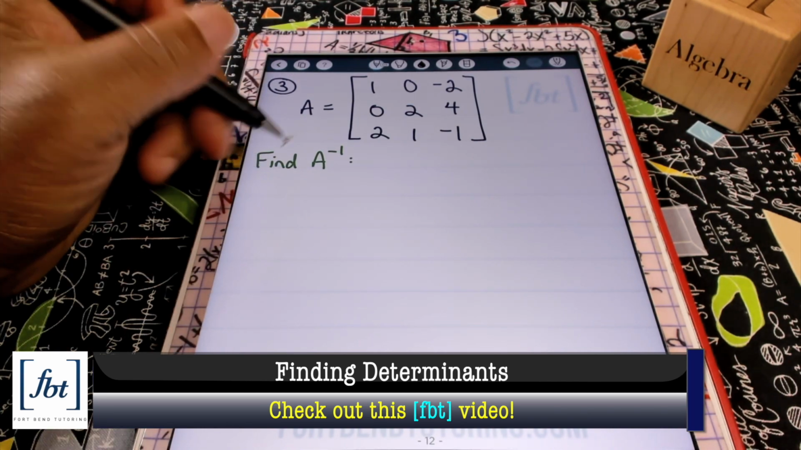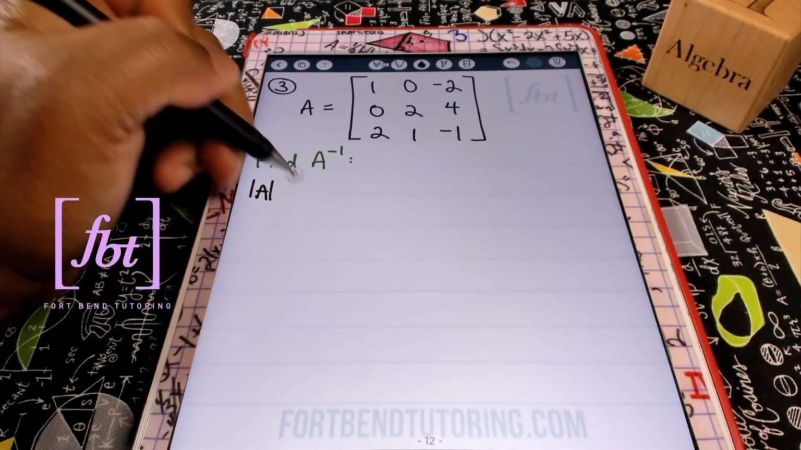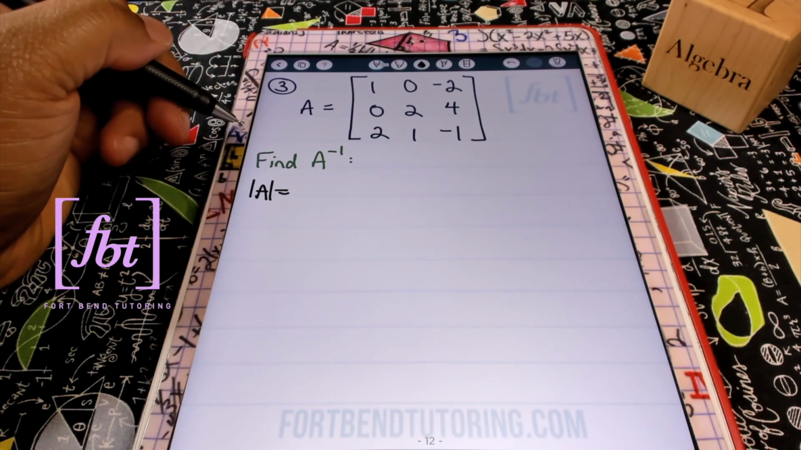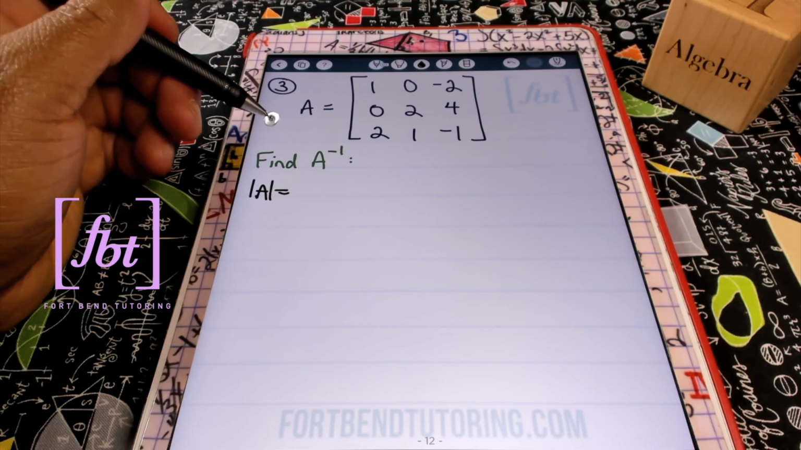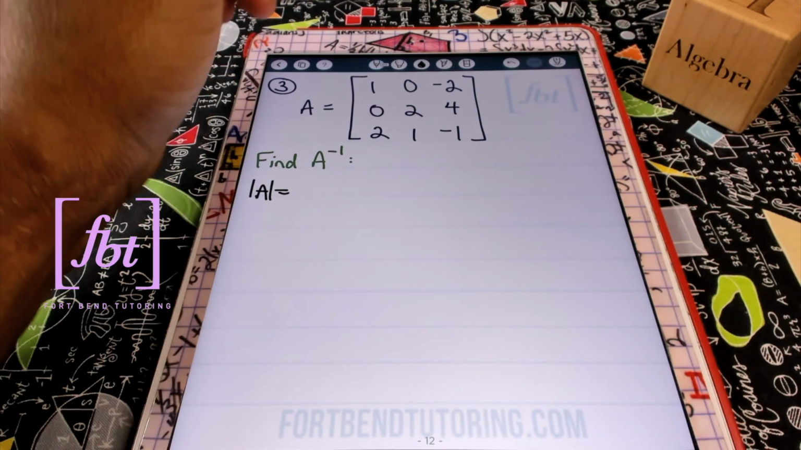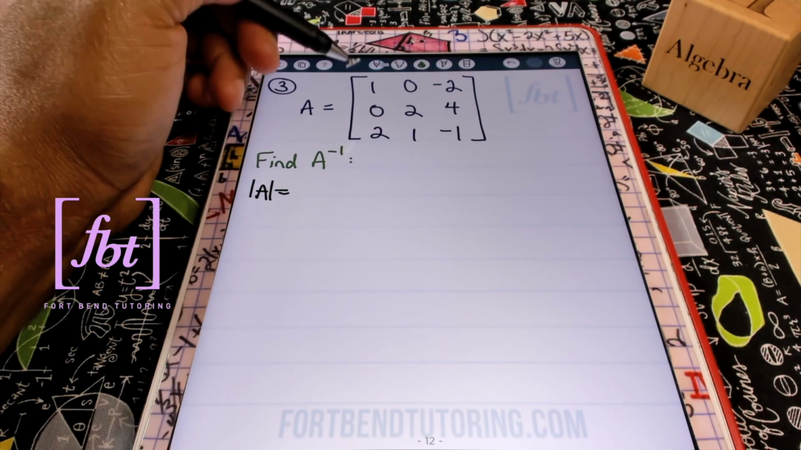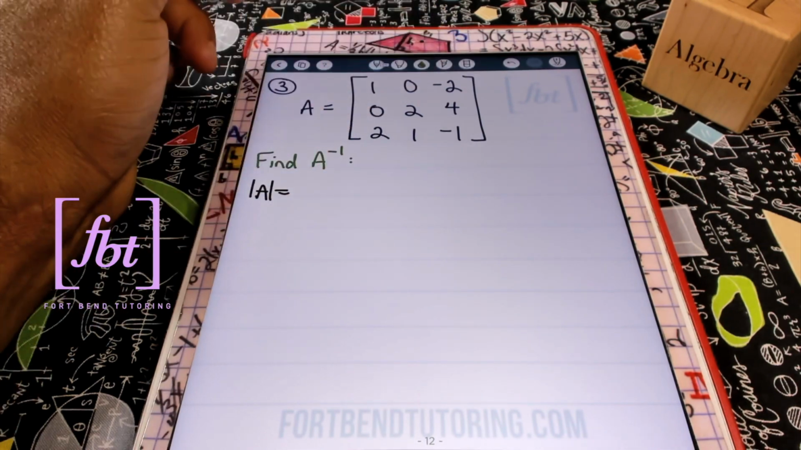So here, I'm going to go ahead and show that the determinant of matrix A is going to be the result of me using the diagonal method that I showed in that video I just mentioned. Okay, go check it out. To summarize, I'm going to begin by rewriting the first 2 columns to the right of this matrix.